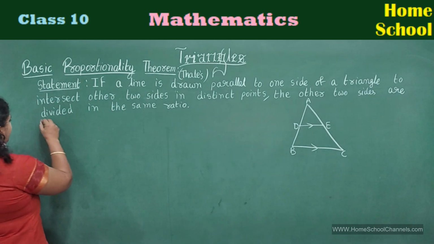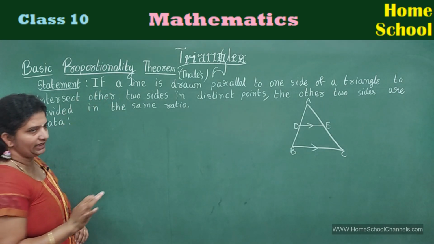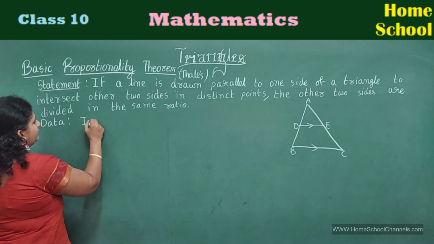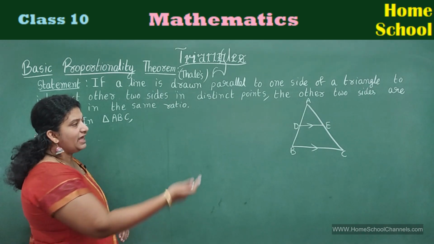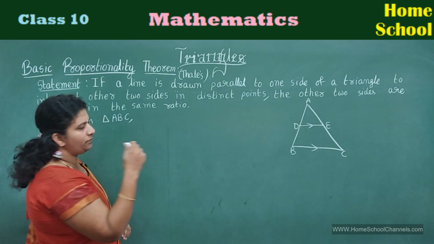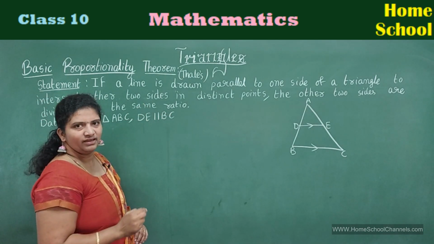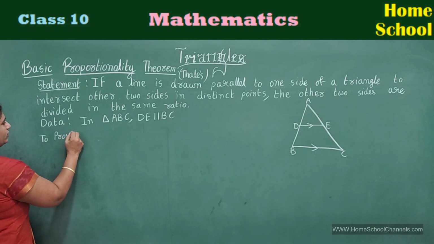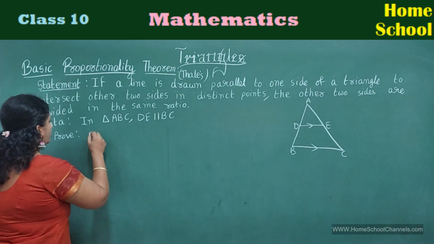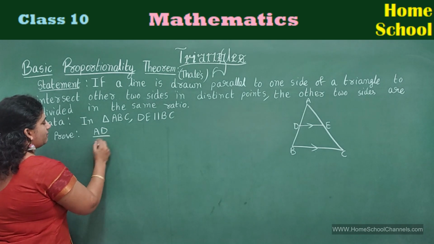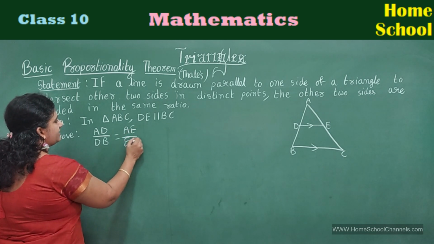Now your second step, data. What is given in this statement? You need to write in data. What is given here? In triangle ABC, they have given DE is a line parallel to BC. So write that only, DE parallel to BC. Next, to prove. What we are going to prove? The other two sides are divided in the same ratio. What is that ratio? AD by DB is equal to AE by EC.